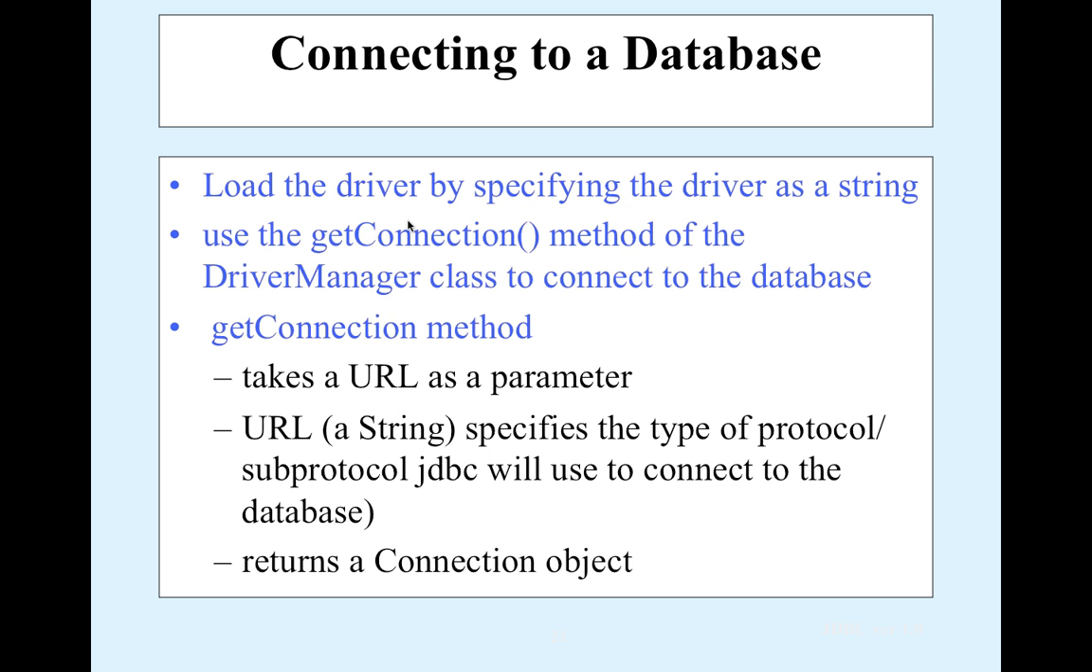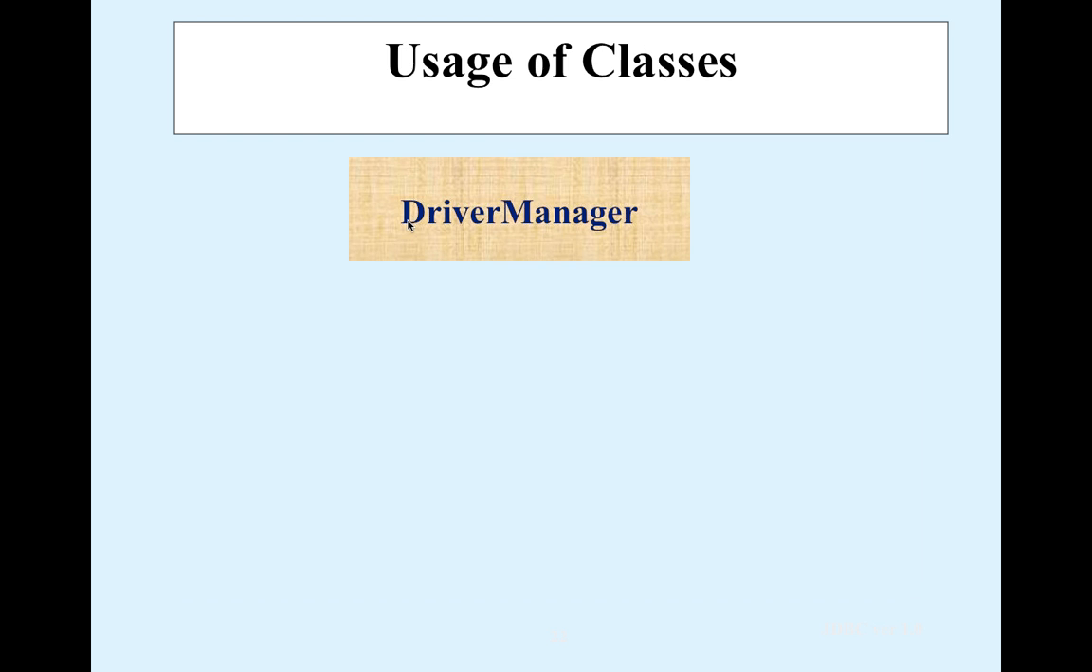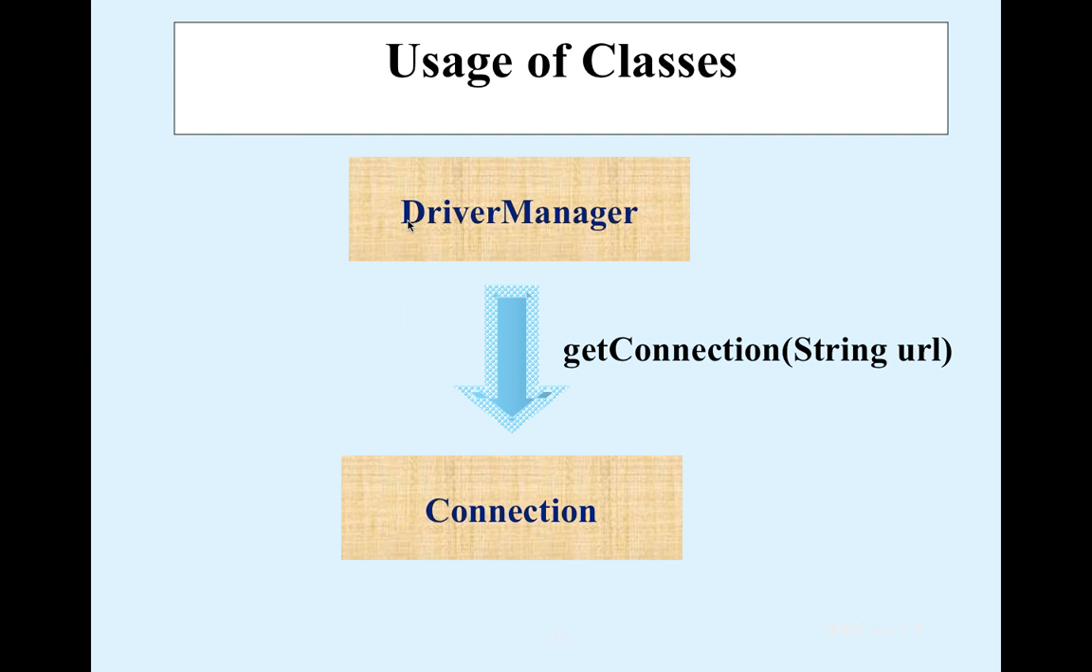Connecting to a database. These are very important steps; a lot of people have asked me these questions before. To connect to a database, you always have to load the driver by specifying the driver as a string. Then use the getConnection method of the DriverManager class to connect to the database. The getConnection method takes a URL as a string, which specifies the type of protocol you are using, the JDBC subprotocol, and returns a connection object. So DriverManager.getConnection is going to give you a connection object.